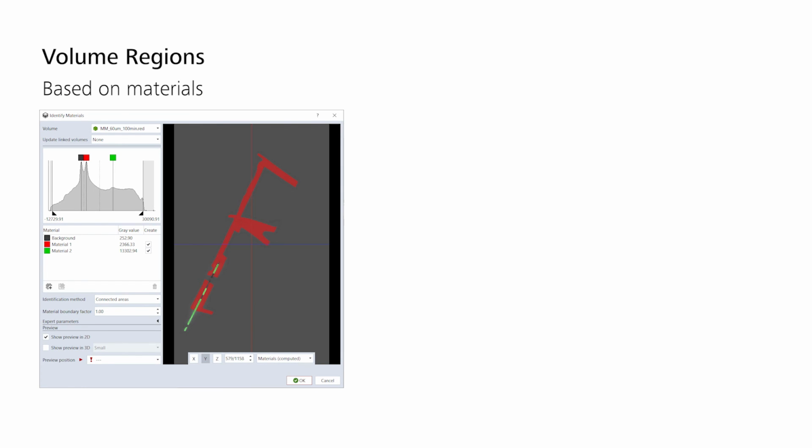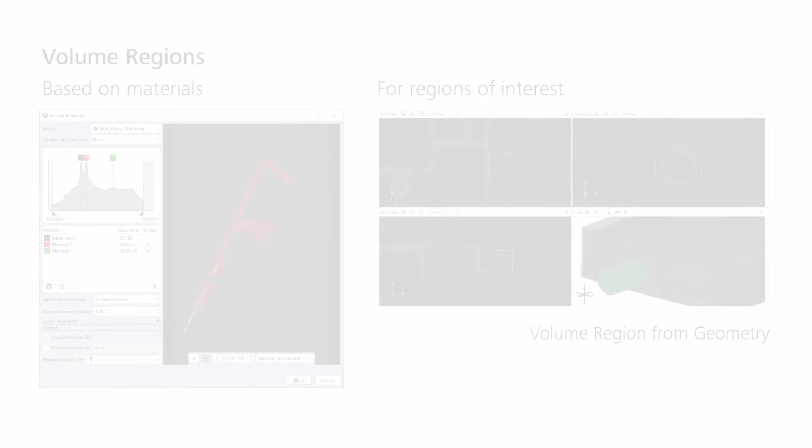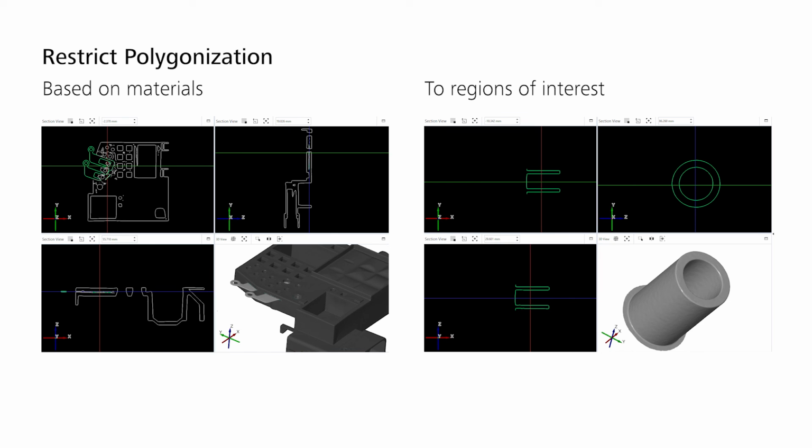In addition to creating volume regions based on materials, you can create volume regions for regions of interest. The software offers various functions to do that. The one we looked at was volume region from geometry. And finally, you can use volume regions you created to restrict the polygonization to regions of interest.